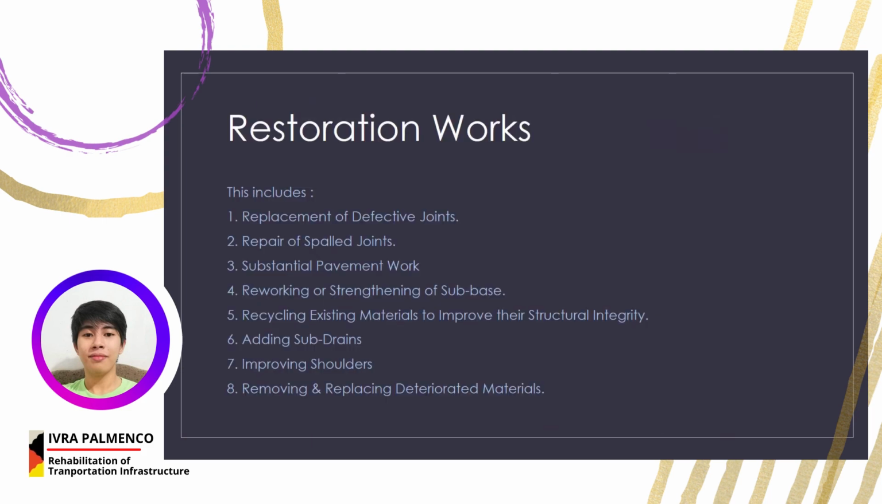Aside from resurfacing and reconstructing, there are also other important rehabilitation or restoration works that are done during highway maintenance. Among these include number 1, replacement of defective joints, number 2, repair of spalled joints, number 3, substantial pavement work, number 4, reworking or strengthening of subbase, number 5, recycling existing materials to improve their structural integrity, number 6, adding subdrains, number 7, improving shoulders, and lastly, removing and replacing deteriorated materials.